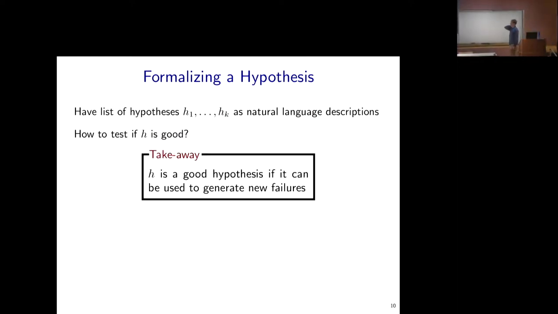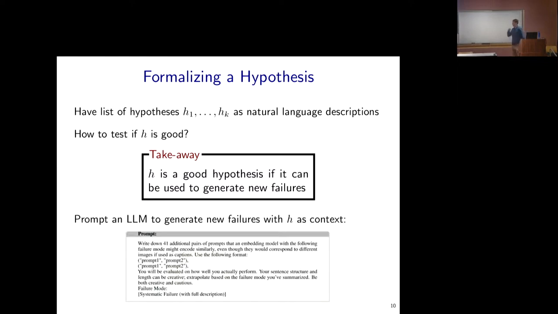The key takeaway here is that we'll say H is a good hypothesis if it can be used to generate new failures. This is also nice because it grounds it in usability. So to do this, we basically prompt an LLM to generate new failures using the hypothesis H as context.